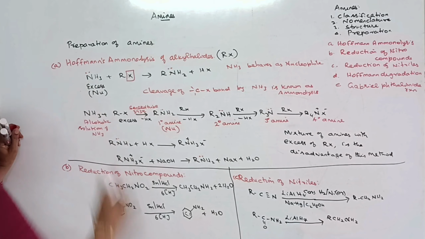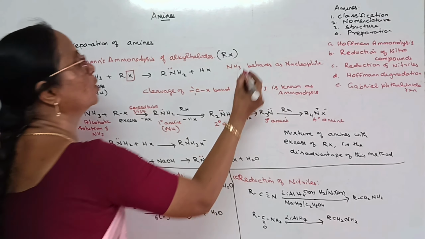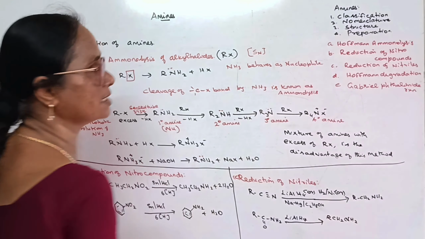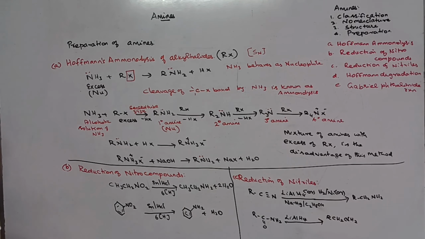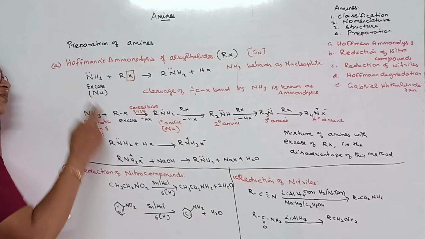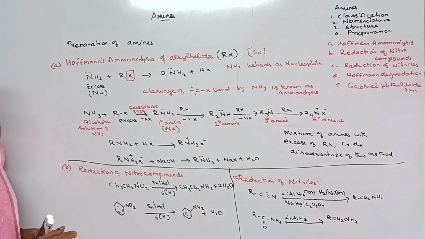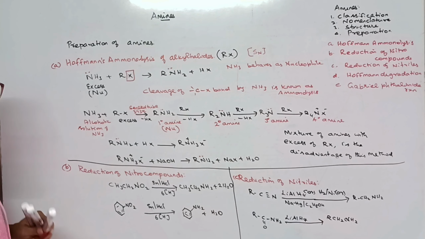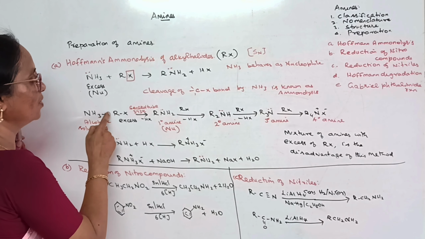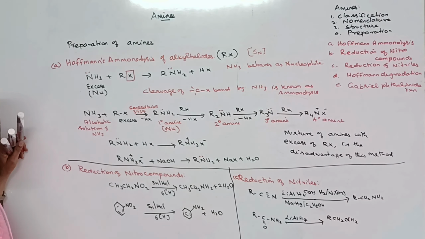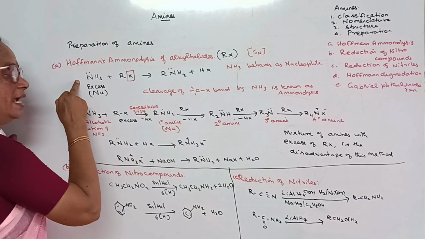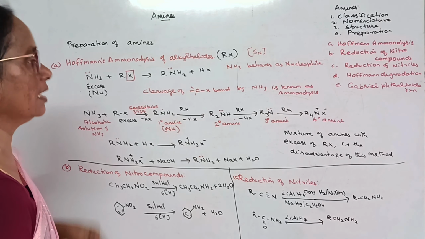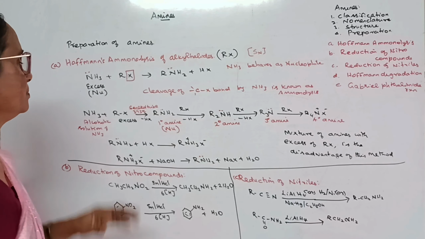So this Hoffmann's ammonolysis follows nucleophilic substitution reaction. We can carry out the reaction in two different ways: one with ammonia in excess, or the other with the alkyl halide in excess. Depending on whether the reagent or the substrate is taken in excess, we will get different kinds of products.